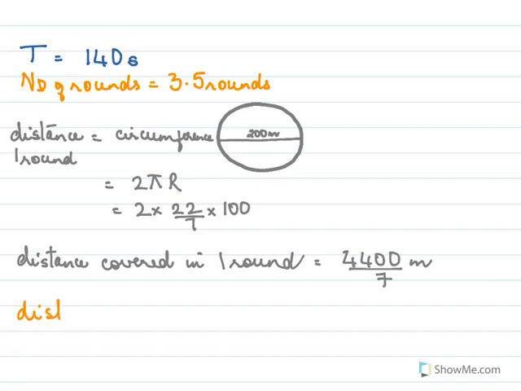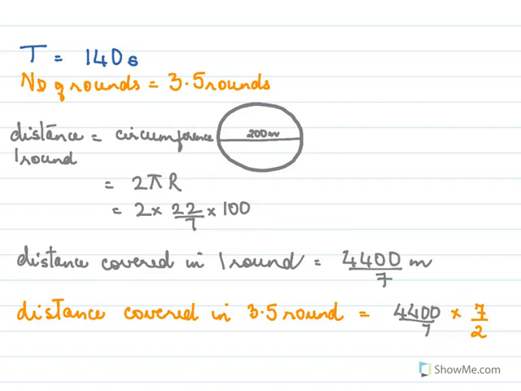Now our athlete is not just moving one round, he's moving 3.5 rounds. So the distance covered for 3.5 rounds will be the distance for one round multiplied by 3.5, or I can put 7 by 2. Now we cancel the 7s, so this is 2200. So the distance is 2200 meters. This is the distance he has covered. Next we will find the displacement.